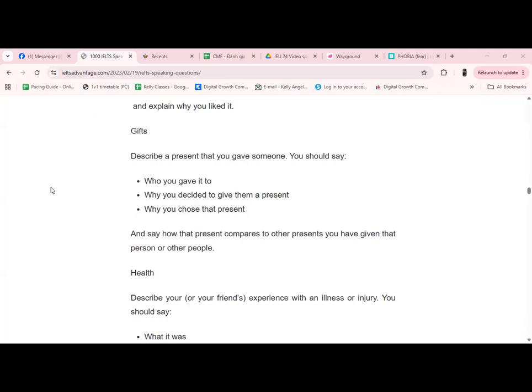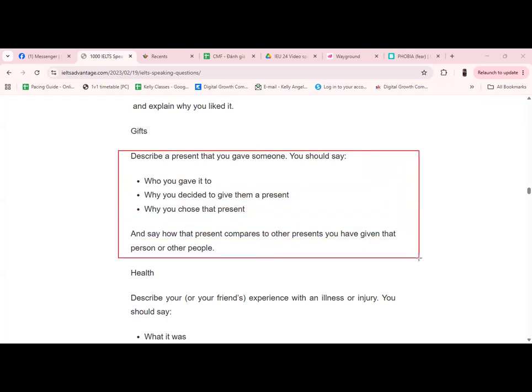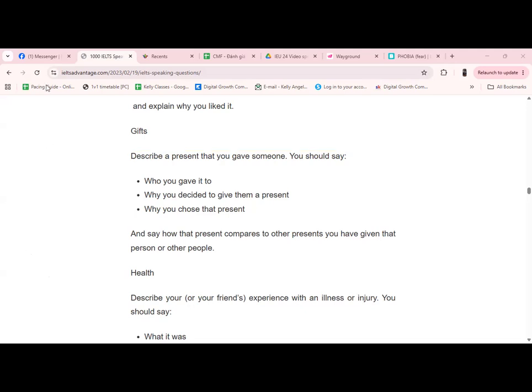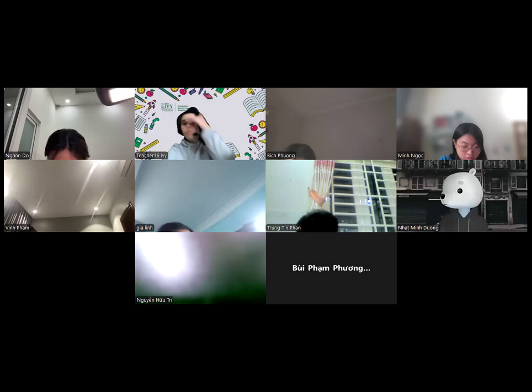So for this one, describe a present that you gave someone. You should say who you gave it to, why you decided to give it to them as a present, why you chose that present, and say how that present compares to other presents you had given that person or other people. Okay, so these are topic cards. Okay, this is a cue card.